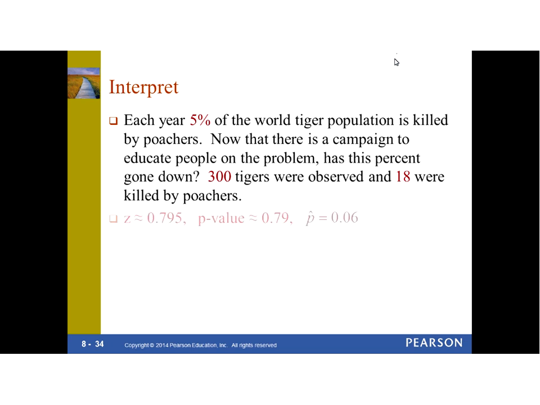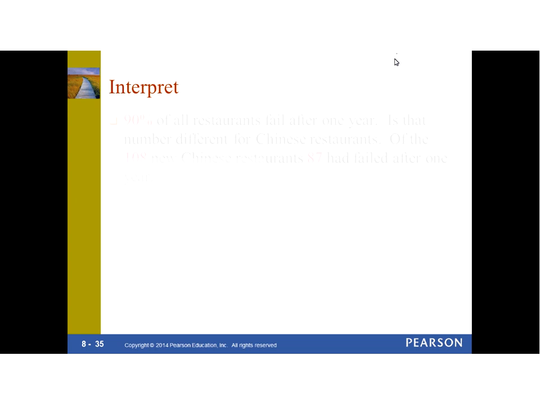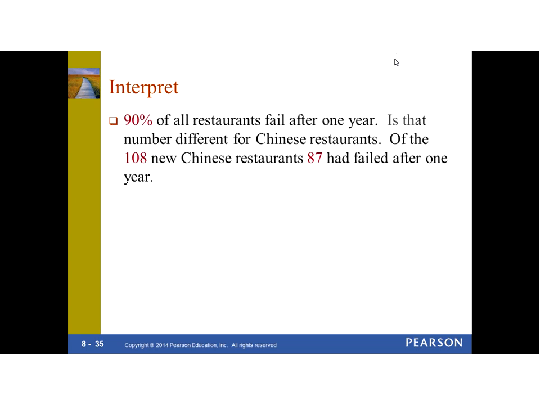5% of the world's tigers are killed by poachers. We have a p-value of 0.79. We fail to reject our null hypothesis. There's statistically insignificant evidence to support the claim that since we started educating people, less than 5% of the world population of tigers is killed.